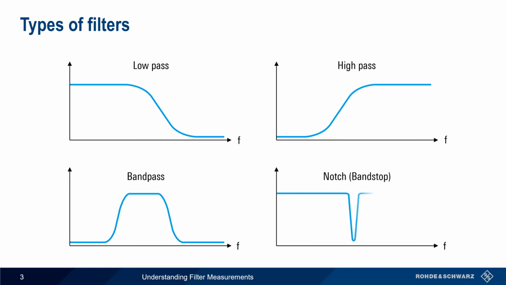And finally, a notch or band stop filter is the opposite of a bandpass filter. It allows all signals through except for those falling within a certain frequency range. Note that typically this notch is much narrower than the passband of a bandpass filter.